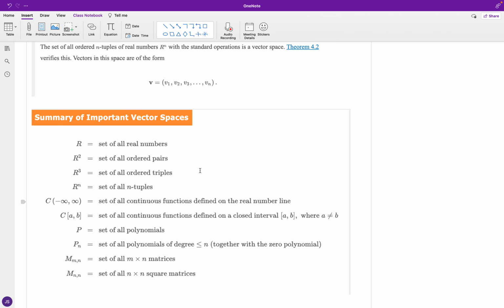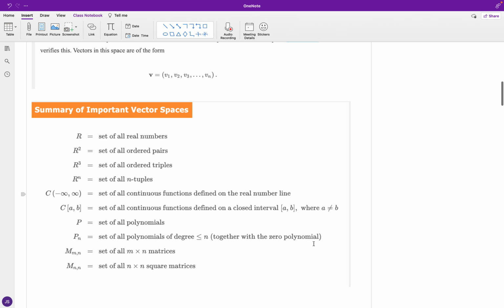And for the rest, C of negative infinity to positive infinity is the set of all continuous functions defined on the real number line. And where we have a closed interval containing a and b, that is the set of all continuous functions defined on a closed interval, again, between a and b, where a and b are not equal to each other. And for P, this will be the set of all polynomials. And for P sub n, that is going to be the set of all polynomials of degree less than or equal to n, together with the zero polynomial.